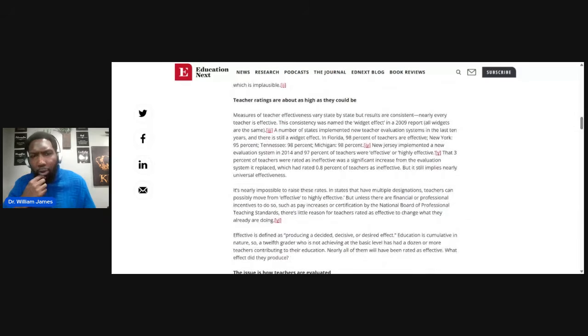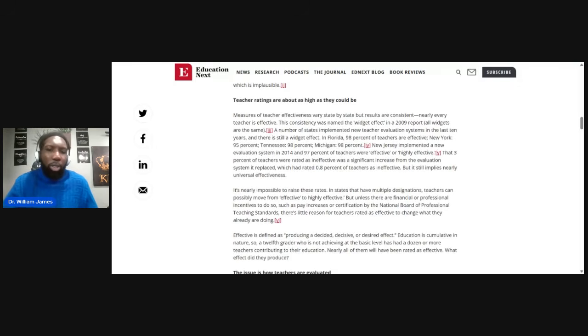Measures of teacher effectiveness vary state by state, but results are consistent. Nearly every teacher is effective. A number of states implemented new teacher evaluation systems in the last 10 years, and there is still a widget effect. In Florida, 98% of teachers are effective. New York, 95%. Tennessee, 98%. Michigan, 98%. Look at these percentages.